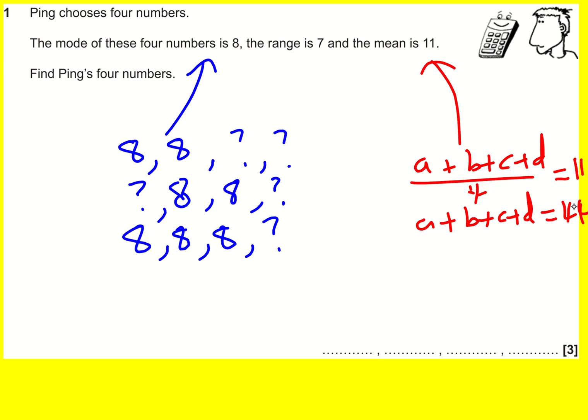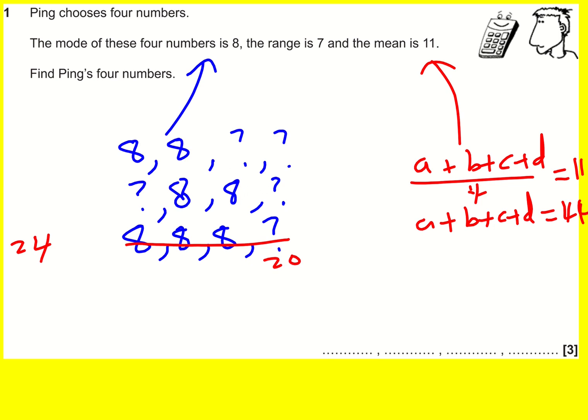Because if I want them to add up to 44, well, here the 8s add up to 24, and that would mean I'd need 20 here, but that wouldn't give me a range of 7, so I can basically rule that one out.